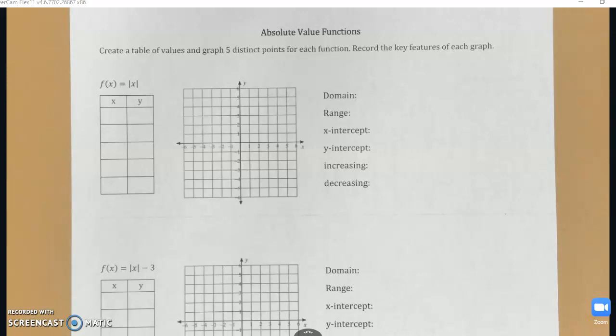Good morning. Today we are going to be graphing our absolute value functions. We're going to start off first with our parent function, and then we're going to look at some transformed functions and talk about how the key features change for each of those transformations.